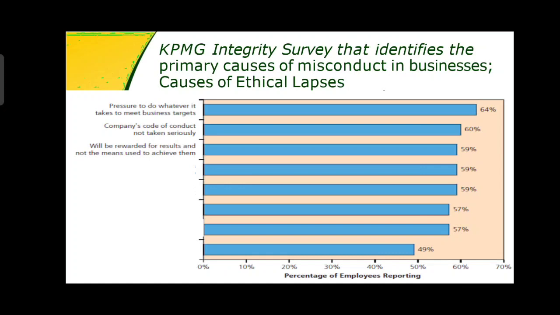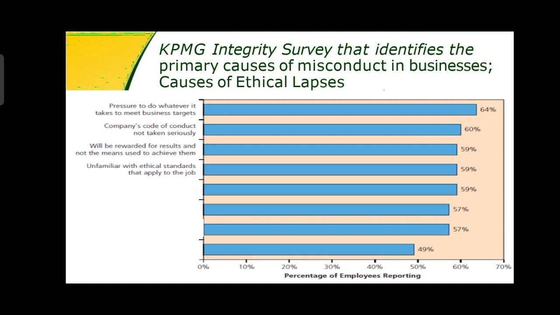Also, they will be rewarded for the results and not the means used to achieve them. So if your company is focused on achievement, you will be rewarded for the results, and then we skip the means to achieve them. So usually here, unethical behavior comes out just to achieve the targeted results.